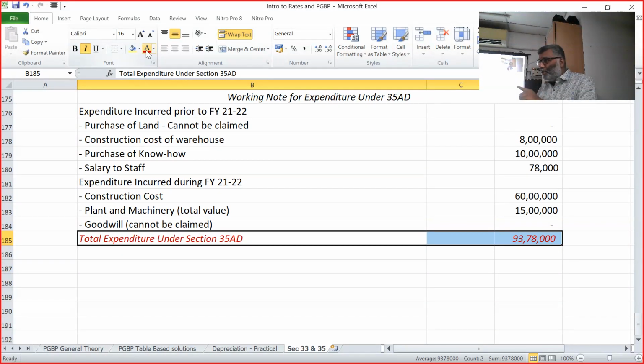Because it is before commencement of business, so normally it should be capitalized. It is for some supervision charges, etc. salary. Once after commencement, salary and all are revenue expenditure.